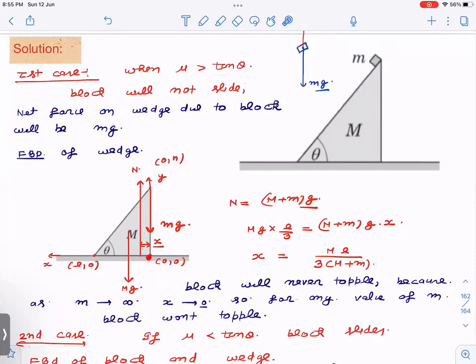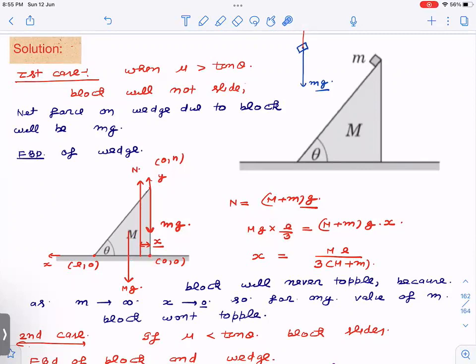I have taken this as the origin, this as L, and this is H. So the normal here will be (M plus m)g, where M is the mass of the wedge and small m is the mass of the block. So the normal is total mass into g. Now mg will act at L by 3 distance, since the center of mass is at the centroid, so the coordinates are L by 3 and H by 3. So mg into L by 3, I'm writing the torque about this point.